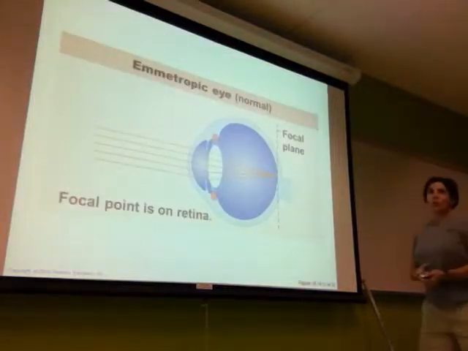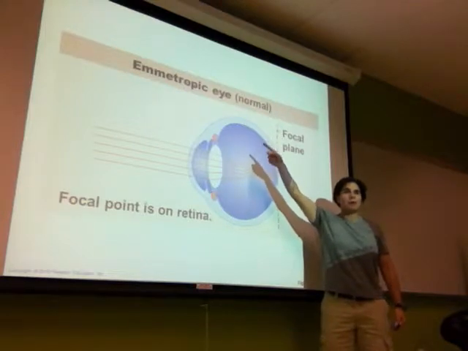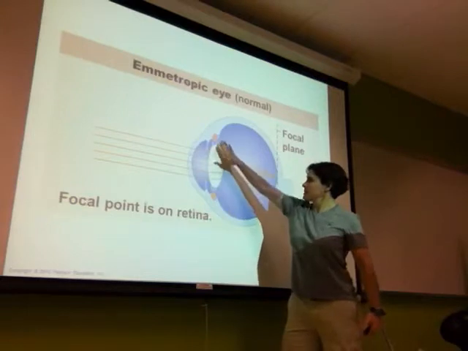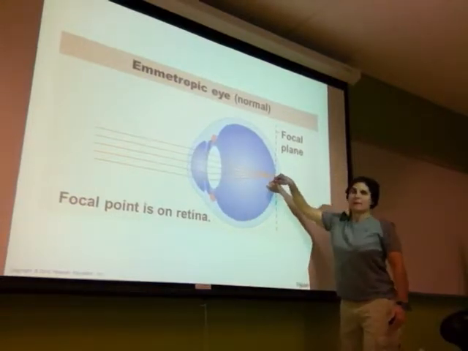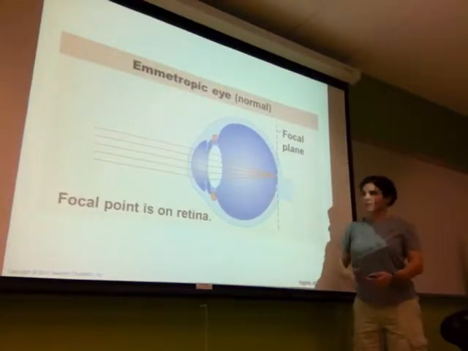So this is what a normal eyeball looks like. This is called emmetropic. An emmetropic eye is normal. So here are your parallel rays coming in. Here's your lens nice and flat. Focal point is exactly where it's supposed to be in the back of the eye. So here you have good vision. This is your 20/20.